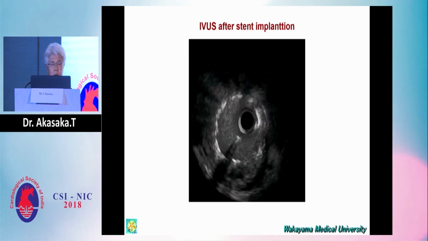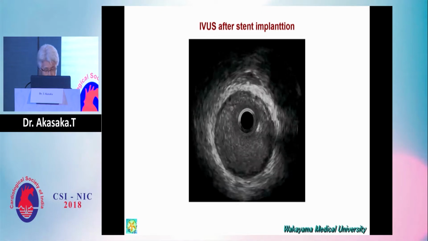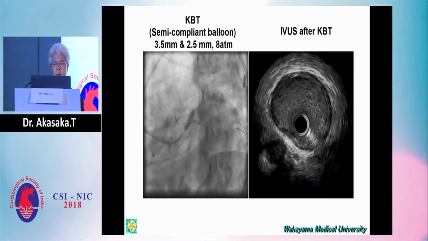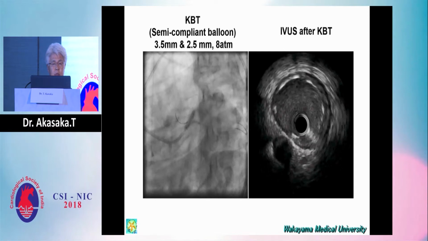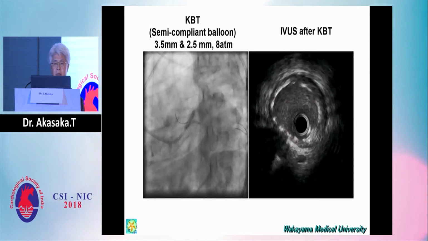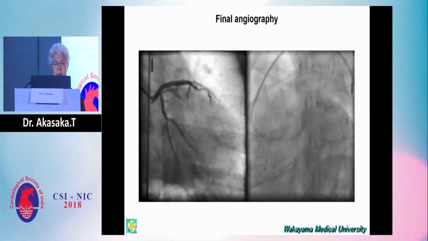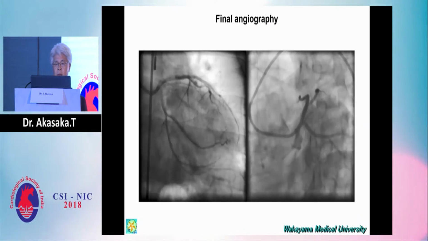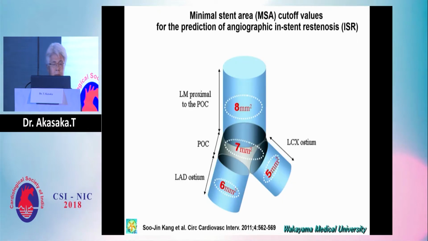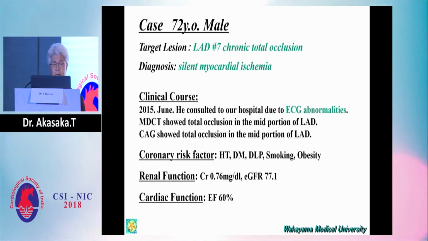And then check the left main orifice, right? And then we do the kissing balloon as shown in this slide, and because of a little bit of under-expansion, after kissing balloon, we can get a better MLA site as shown in this slide. And the final angio demonstrates a very wonderful result. And there are some rules, the 5, 6, 7, 8 square millimeter rules, if you try to treat the bifurcation lesion by IVUS. And this is another case.